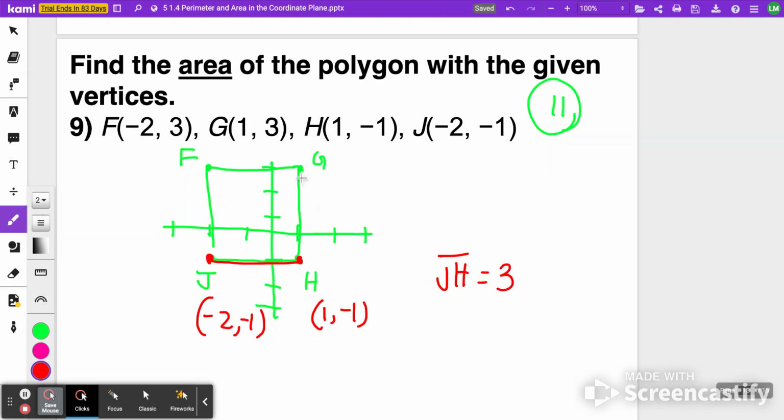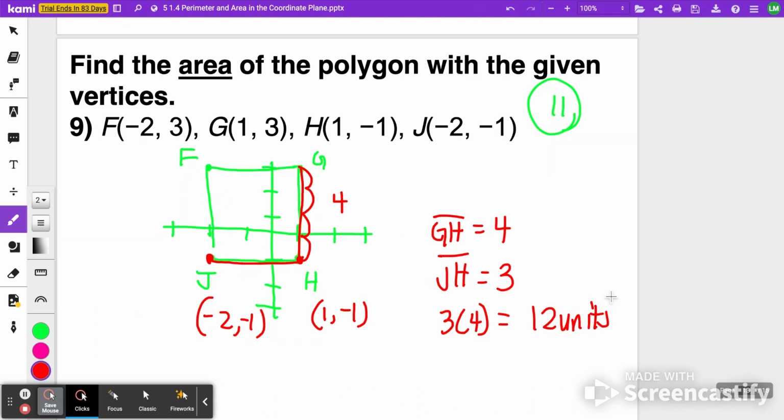And then the height from G, let's do G to H. G looks like there's 1, 2, 3 units. H is another one, that's 4. So GH is a height of 4. So base times height, 3 times 4 to find my area will be 12 units squared.